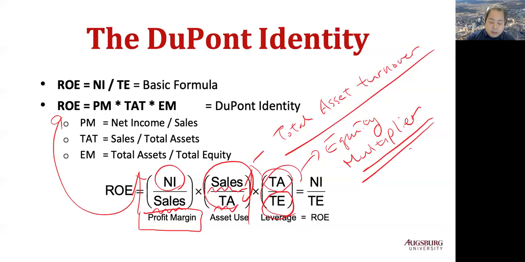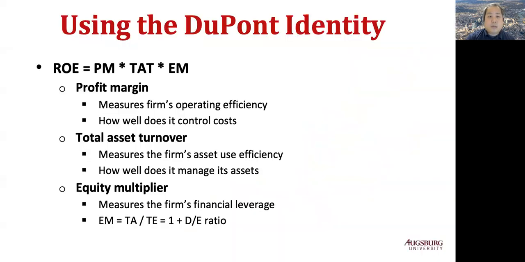If total asset turnover increases, ROE increases. Leverage also affects the ROE. So that's called the DuPont identity. The profitability of the firm actually has 3 factors. First, profit margin, which is a measure of the firm's operating efficiency, the cost control issue. Second is the total asset turnover, the firm's asset use efficiency. The third one is the financial leverage.